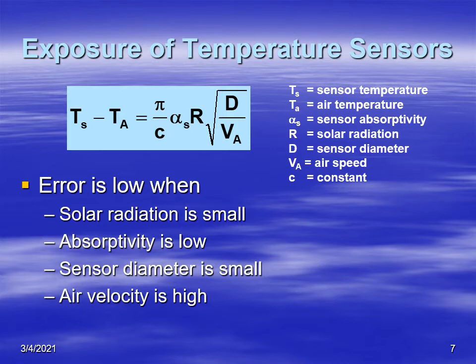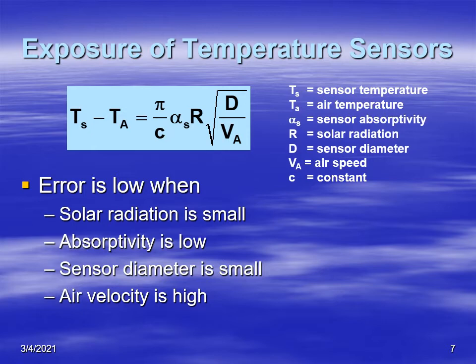One way to prevent the sensor from absorbing solar radiation is, number one, put it in the shade. That reduces R. And number two, paint the thermometer white or have it in a white shelter that reflects solar radiation.